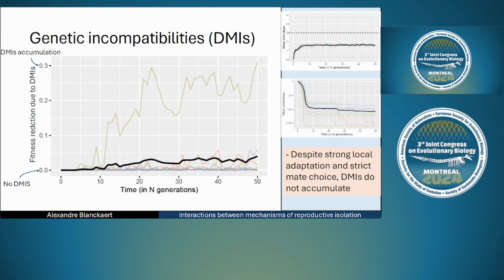You can see from the inset on the left that we are in a situation where we have strong local adaptation, we have strong mate choice, and yet nothing happened. This is something that was already pointed out by one of the previous speakers, that despite this condition, DMIs still struggle a lot to accumulate. So what does it all mean for the sojourn time and the genetic barrier?